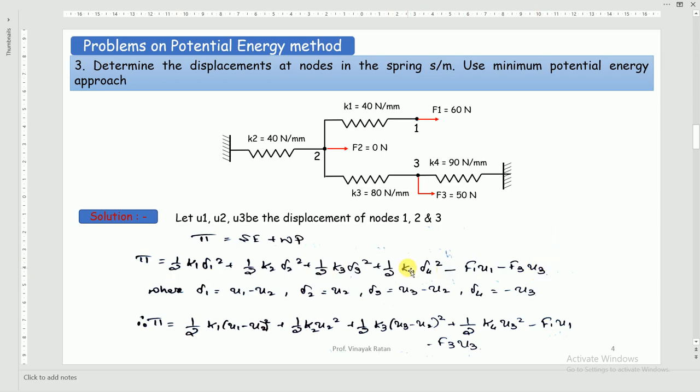So once you write this, you have to find out what are the spring extensions. Spring extension, this is your node 1, and what is the extension of this spring? So this will displace by u1 and this will displace by u2. So here there is a compression, here there is extension. So what is the difference? This minus this, remember, u1 minus u2. So how did you solve it in the previous problem?